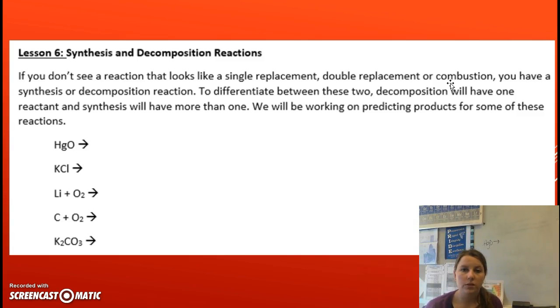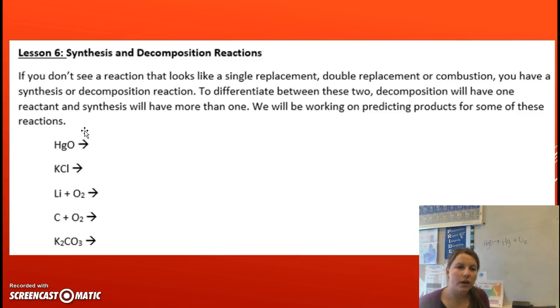We're going to work on predicting some products for some of these reactions, and we're going to talk about some examples here. So if we look at this first one, this one only has one reactant, so this is going to be a decomposition problem. So we have a mercury and an oxygen compound. If you see something that's made up of two elements, they're just going to break apart into their elements. So we have mercury and oxygen. But remember that oxygen is a diatomic, so it's going to break down to look like this, O2.